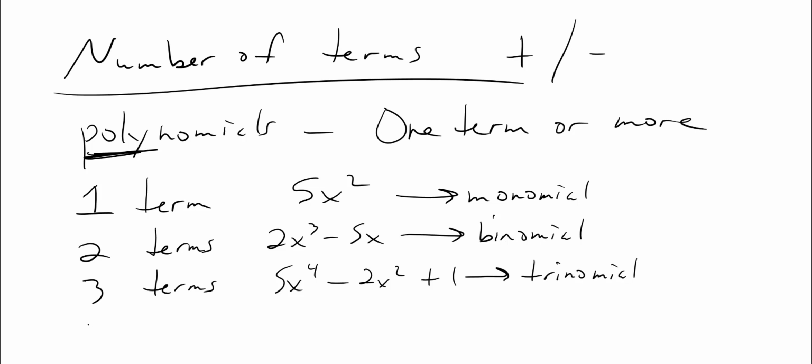Okay? And then if it's basically four or more terms, we literally just say it's a polynomial. There's no special word for that. Okay? So that's it. That's referring to something by the number of terms. So let me just do a problem here.